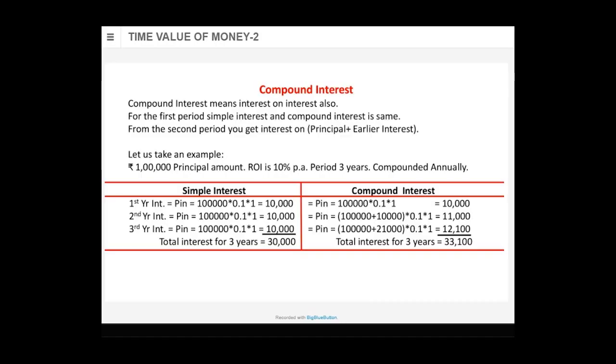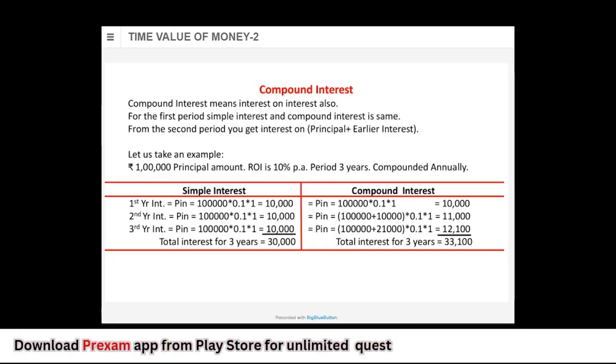What are the points to be noted here? Point number 1: simple interest is the same every year. Compound interest changes every year, and it is increasing. So compound interest will never decrease; it will keep on increasing. One more point: in simple interest, the principal amount is the same, 1 lakh, 1 lakh, 1 lakh. Whereas in compound interest, first year it is 1 lakh, second year it is 1,10,000, third year the principal becomes 1,21,000. So principal keeps on changing in compound interest.